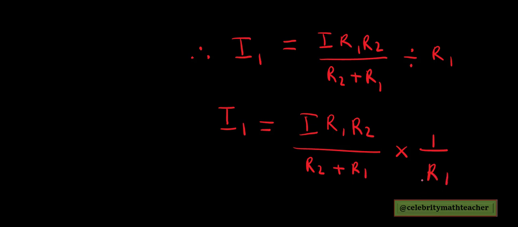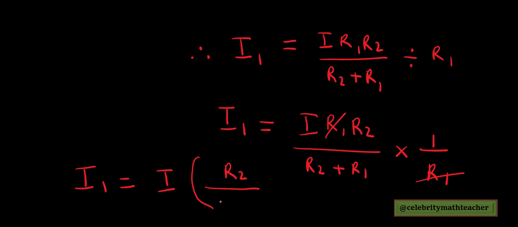If you check closely, this can cancel this. So our formula now is I1 is equal to the current I, which is this, multiplied by open brackets R2 over the sum of this, so I have it as R2 plus R1. So this is the current divider rule.